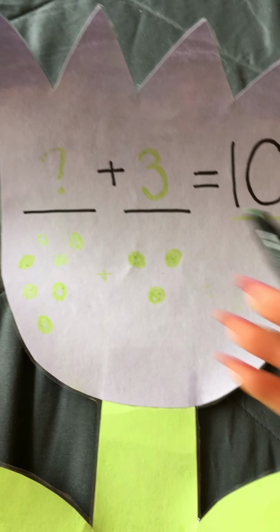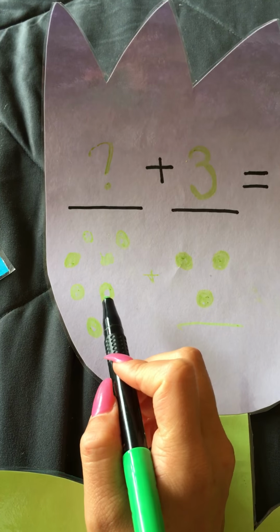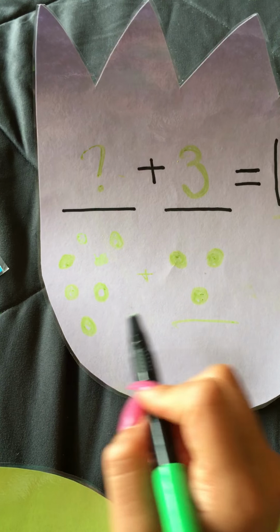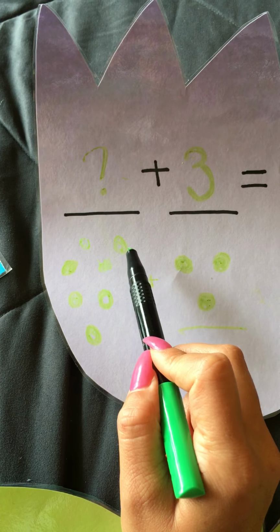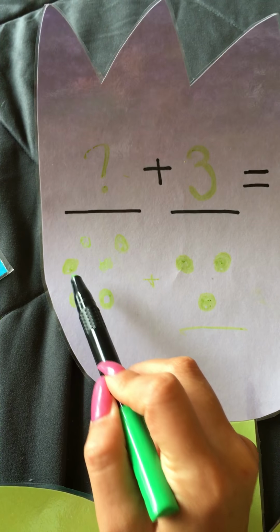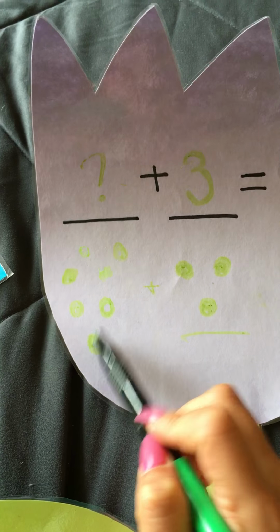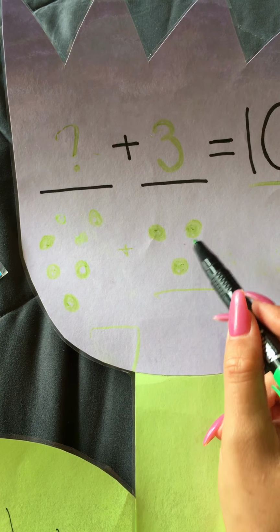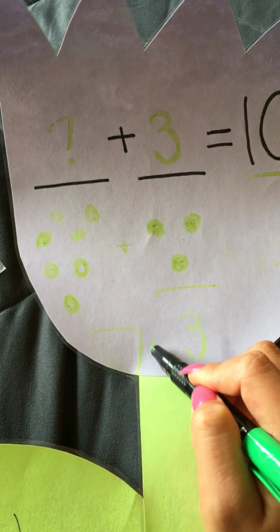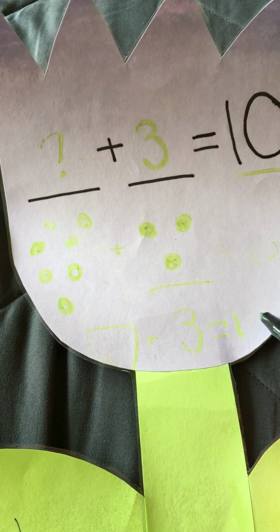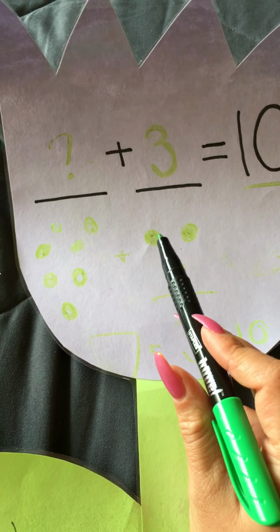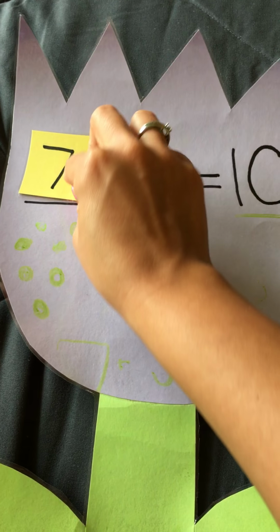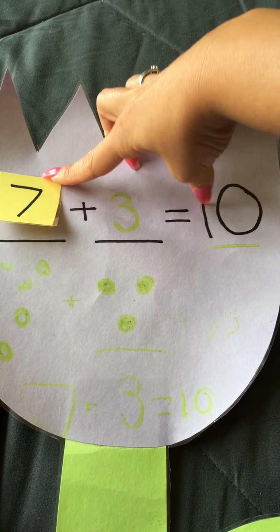All right, so we know that we have 3 right here. Let's count to see how many dots we have on this side, since we know that both equal 10 because we just counted up to 10. Let's see. 1, 2, 3, 4, 5, 6, 7. So we have 7. So that must mean that 7 plus 3 equals 10. Let's see if we're right. We have 7, 8, 9, 10. We are. So 7 plus 3 equals 10.